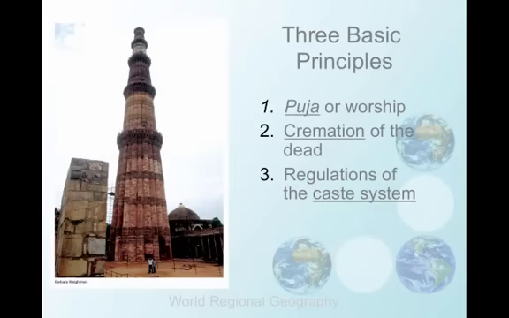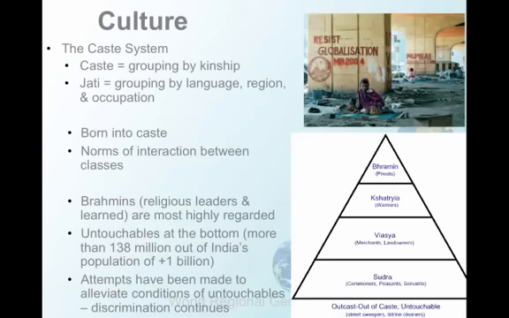There are three basic principles in Hinduism: the first being puja, or worship; the second being the cremation of the dead once a person does die; and the third being the regulation of the caste system. The caste system is an important part of the culture in India. A caste includes grouping by kinship. Jati, which is less well understood by U.S. students typically, is grouping by language, region, and also occupation.